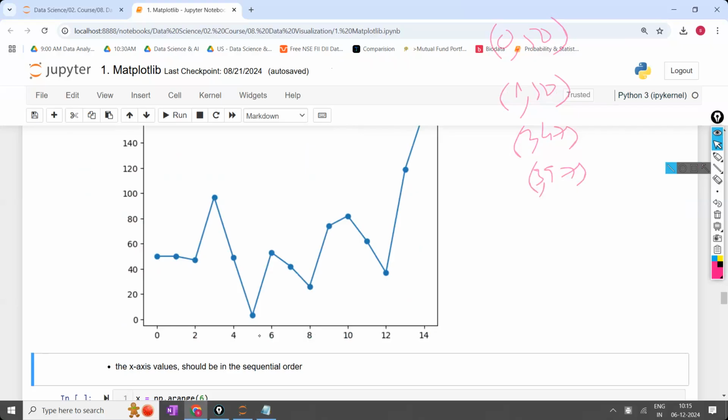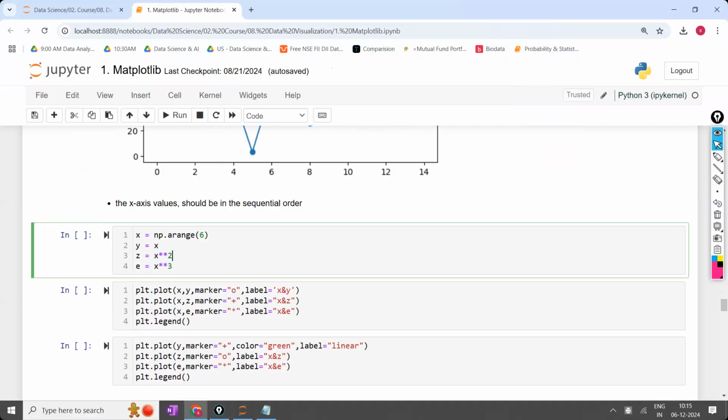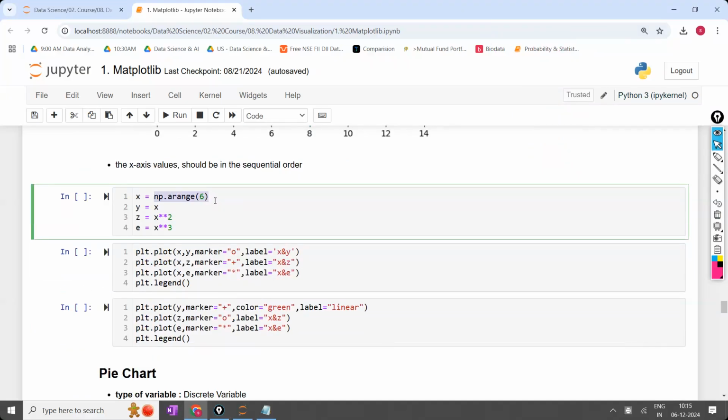No, right? Now, next, here I want to represent multiple line plots for comparison purposes. In a single Jupyter notebook cell, if you write multiple plots, everything will be combined as one plot. What is the meaning of this? Let us understand. x = np.arange(6). What does np.arange(6) mean? 0, 1, 2, 3, 4, 5. Now y = x. What does y = x mean? 0, 1, 2, 3, 4, 5. z = x to the power of 2. What does x to the power of 2 mean? 0 square, 1 square, 2 square, 3 square, 4 square.